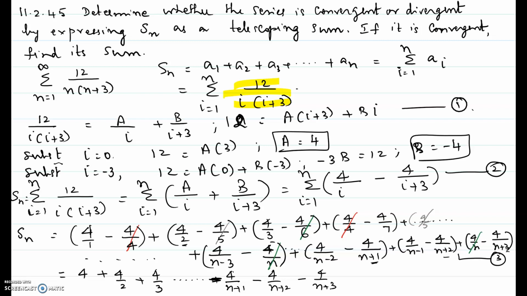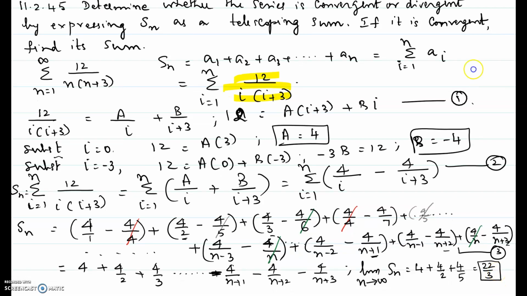But anyway, we are going to let n approach infinity for this Sn. When you consider the partial sum Sn and allow n to approach infinity, the limit of Sn would be the first 3 terms only, because the other terms approach 0. 4 over n plus 1 approaches 0, 4 over n plus 2 approaches 0, 4 over n plus 3 approaches 0 as n approaches infinity. So this becomes just 4 plus 4 over 2, which is 2, plus 4 over 3. When you simplify that, that will be 22 over 3. Because the partial sum converges to a definite limit, which is the number 22 over 3, the series converges and it converges to 22 over 3.